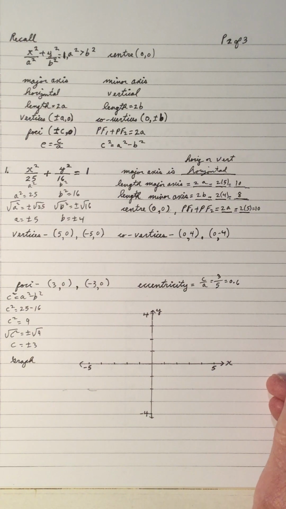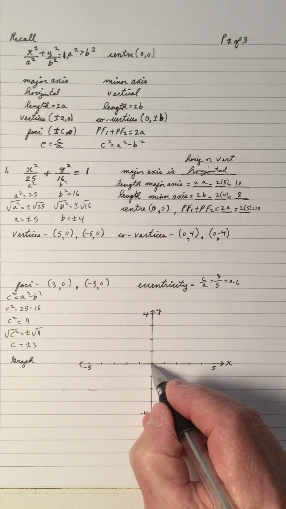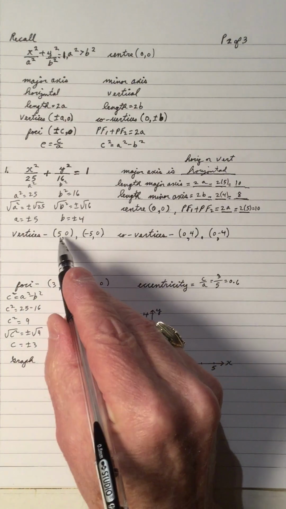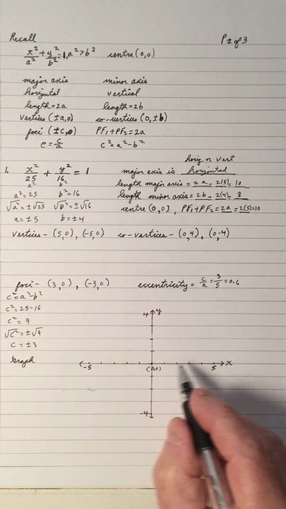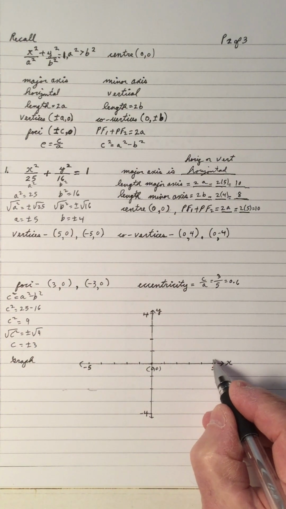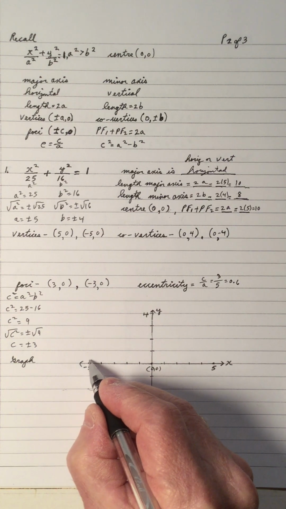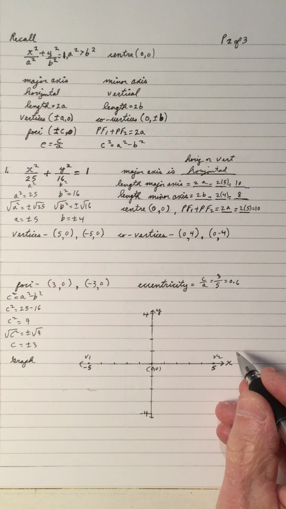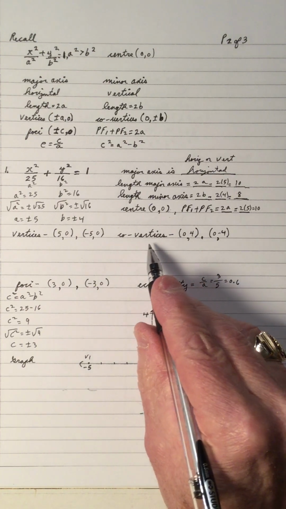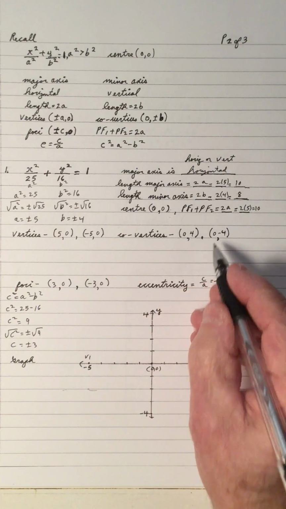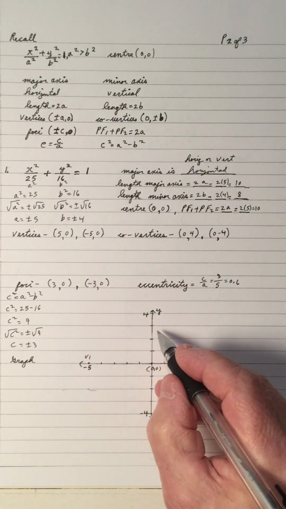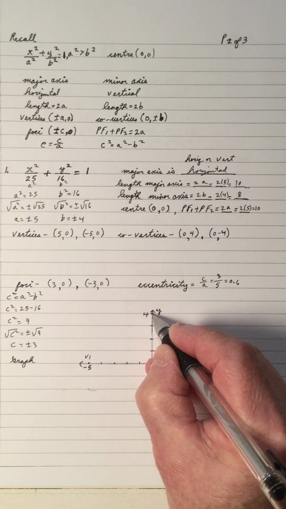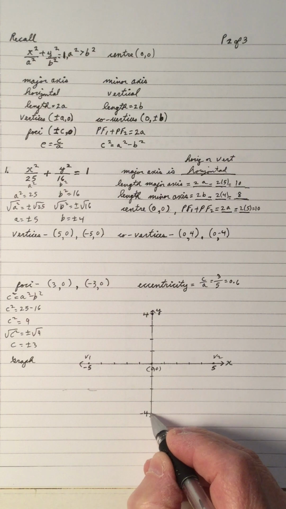And we want a graph. Well, we've got a center of (0, 0), which is right there. We have the vertices of (5, 0) and (-5, 0), right here. So that's vertex 1, and you could say that's vertex 2. And the co-vertices are on the vertical. So (0, 4) is 1, 2, 3, 4. One co-vertex is there, and the other one is here.